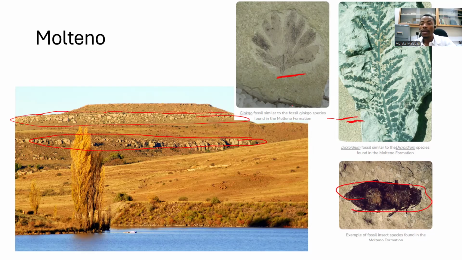Remember, Dicroidium was the dominant plant that we get to see after the Permian mass extinction, when the Glossopteris, which formed the vast coal seams in the Ecca, evolved into, or immediately when it died, gave rise to Dicroidium. So it looks like that Dicroidium.